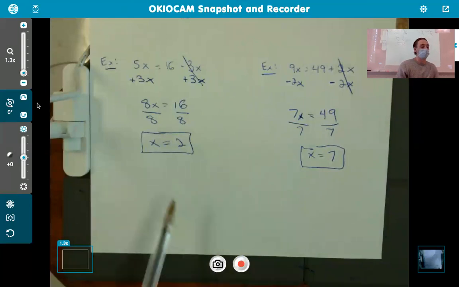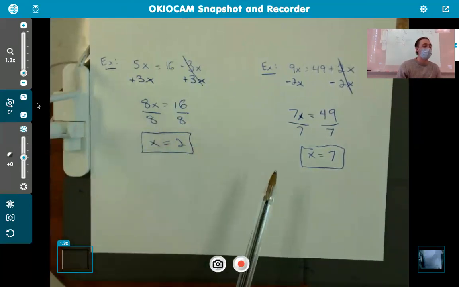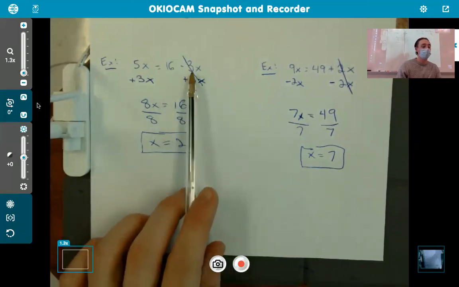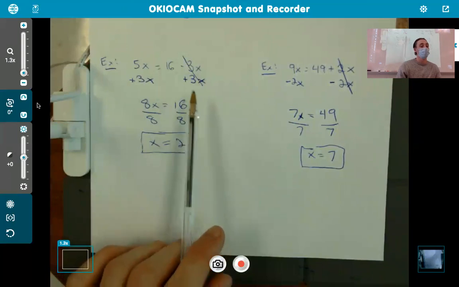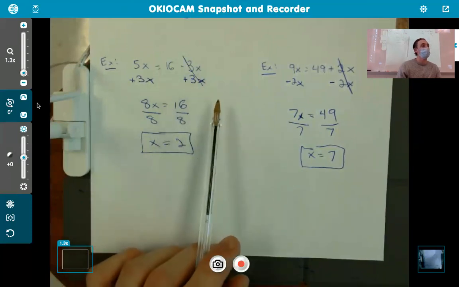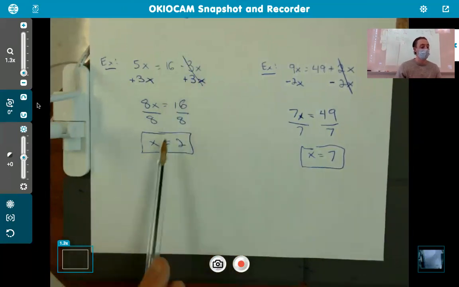Real quickly, if we were to go back and check each of these answers, what's 5 times 2? 10. What's 3 times 2? And what's 16 minus 6? So I have 10 equals 10 on both sides, so that's the right answer.